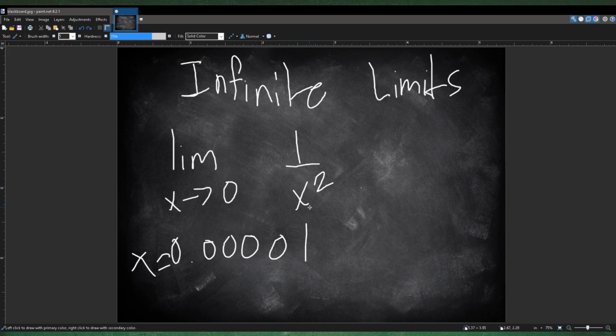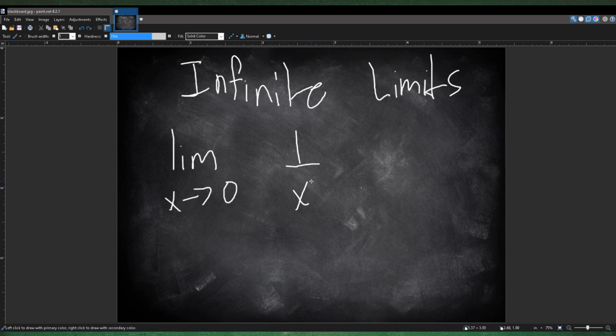Basically, we have x to the power of 2. X squared would make this even smaller, and then 1 over a really small number would just make a really big number, right? So as it gets bigger and bigger, there is no clear limit. So usually when we write this, we say the limit of x approaches 0, 1 over x squared approaches infinity, basically. So infinity would be a really large positive number.